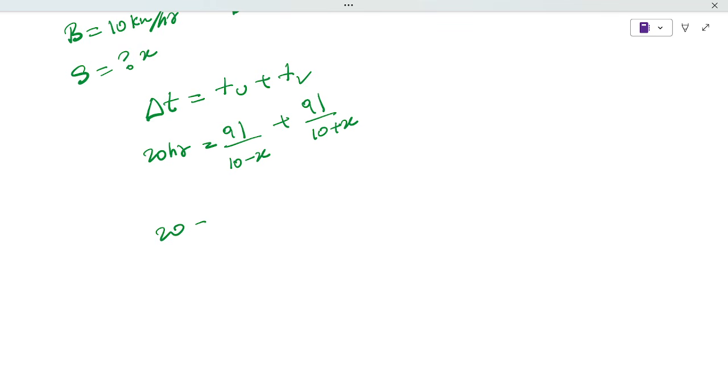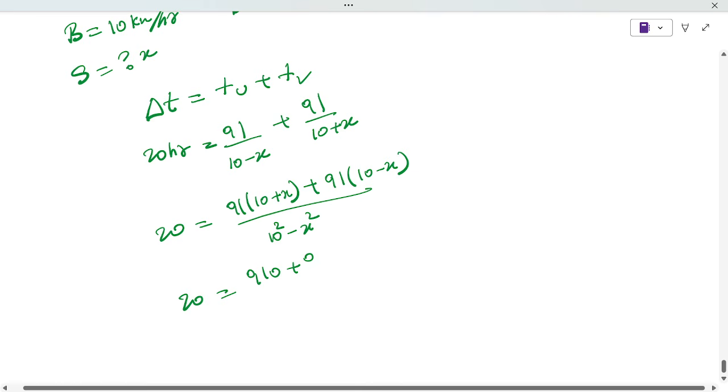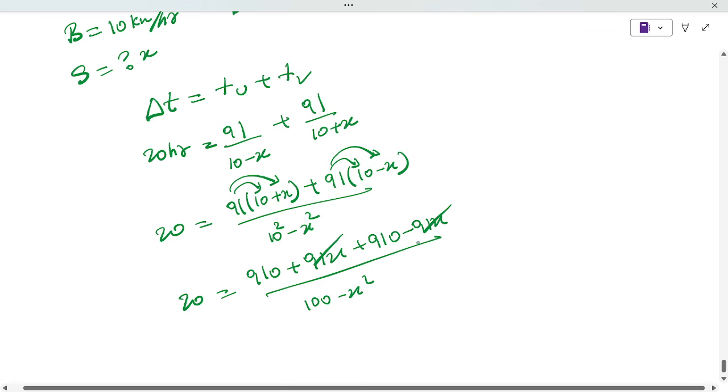So 20 is equal to, taking the LCM, the same thing: a plus b, a minus b gives a squared minus b squared. Then 91 over 10 minus x, that means we multiply by 10 plus x. And 91 over 10 plus x, we multiply by 10 minus x. Then 20 is equal to 910 plus 91x, if we open the bracket this way, plus 910 minus 91x, divided by 10 squared, which is 100 minus x squared. Plus 91x minus 91x cancel.